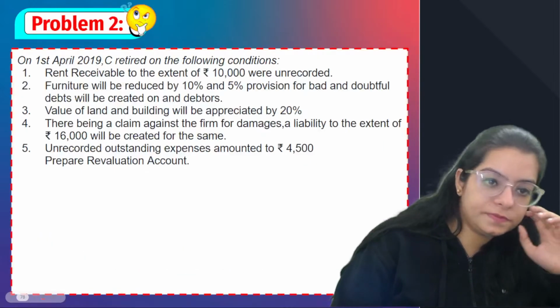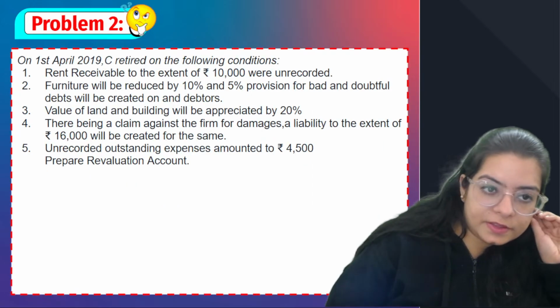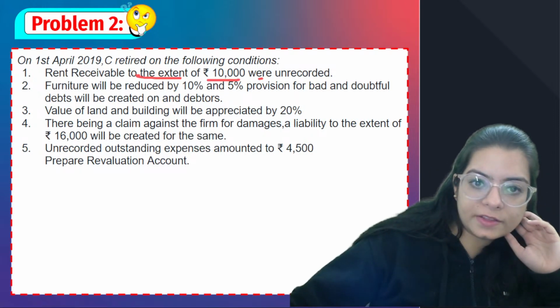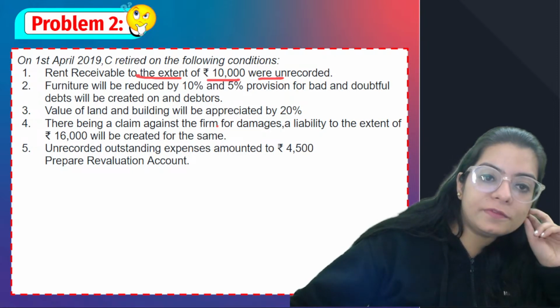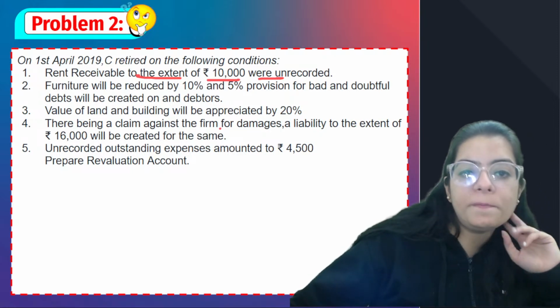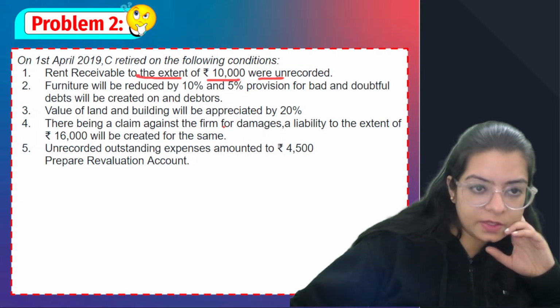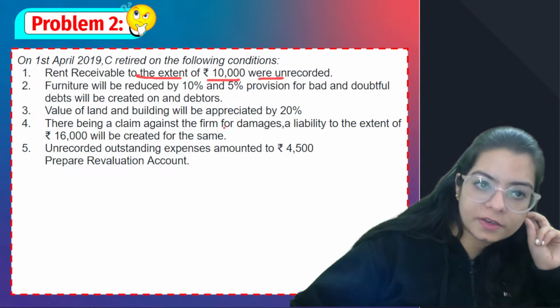For example, you can see that rent receivable to the extent of 10,000 was unrecorded. Rent which was to be received. So this is your income, you are going to credit it.